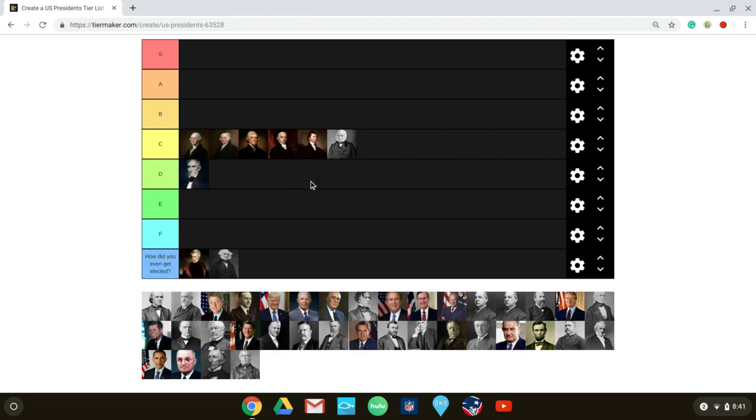Now, I'm going to put him in D tier just because, well, he ran on the slogan Tippecanoe and Tyler too. He fought at the Battle of Tippecanoe. That was kind of his thing during the campaign. There was even a song about it.